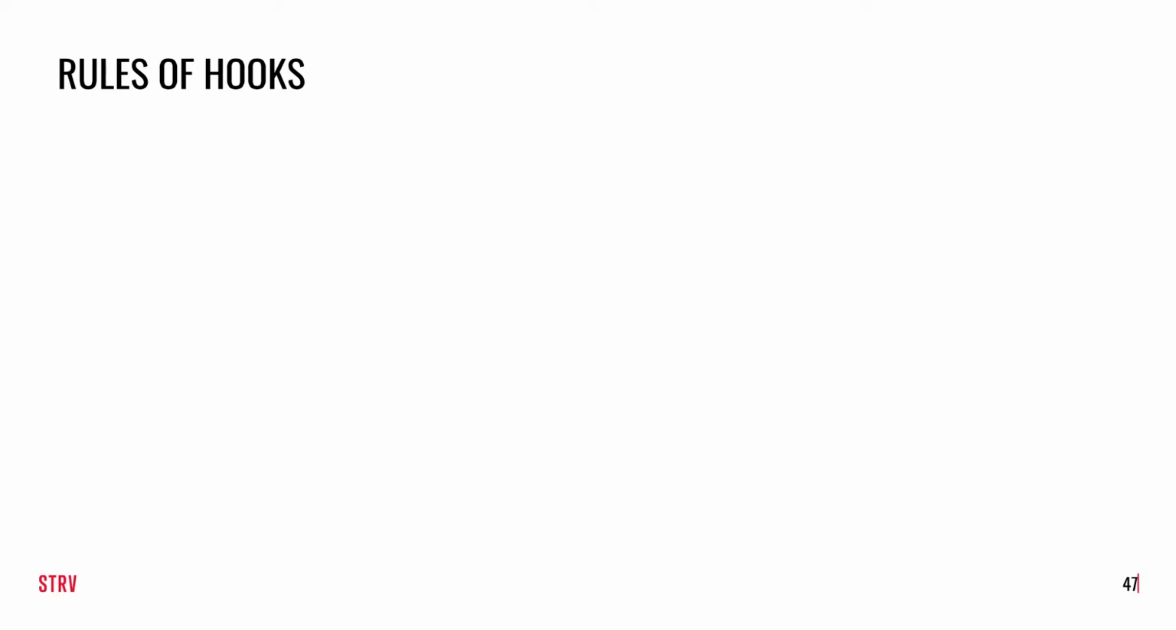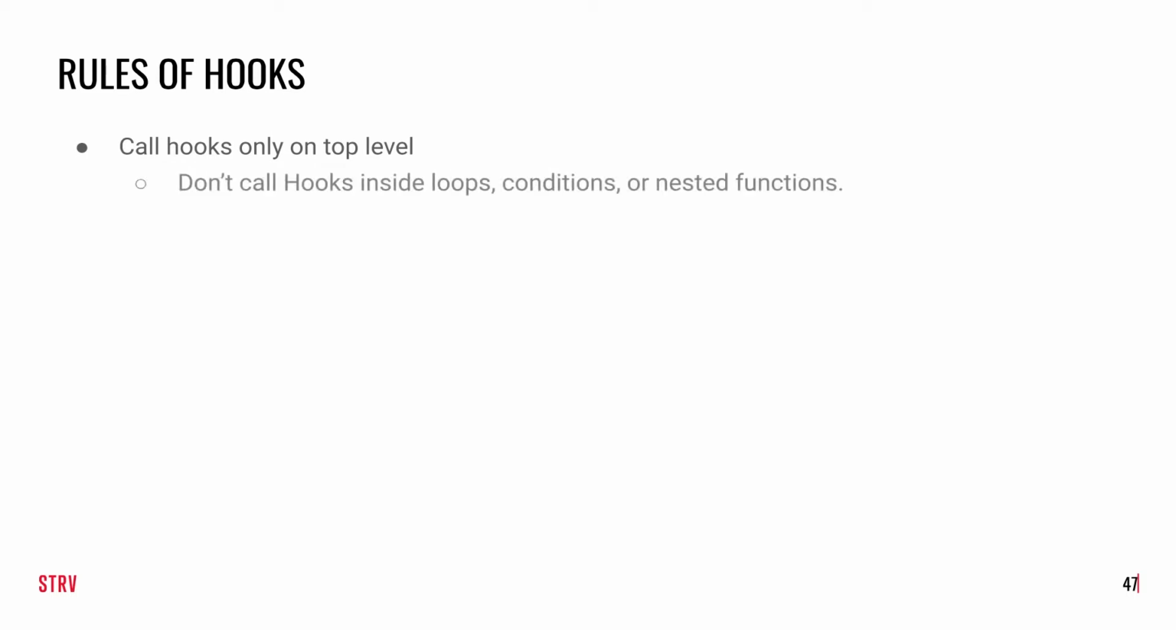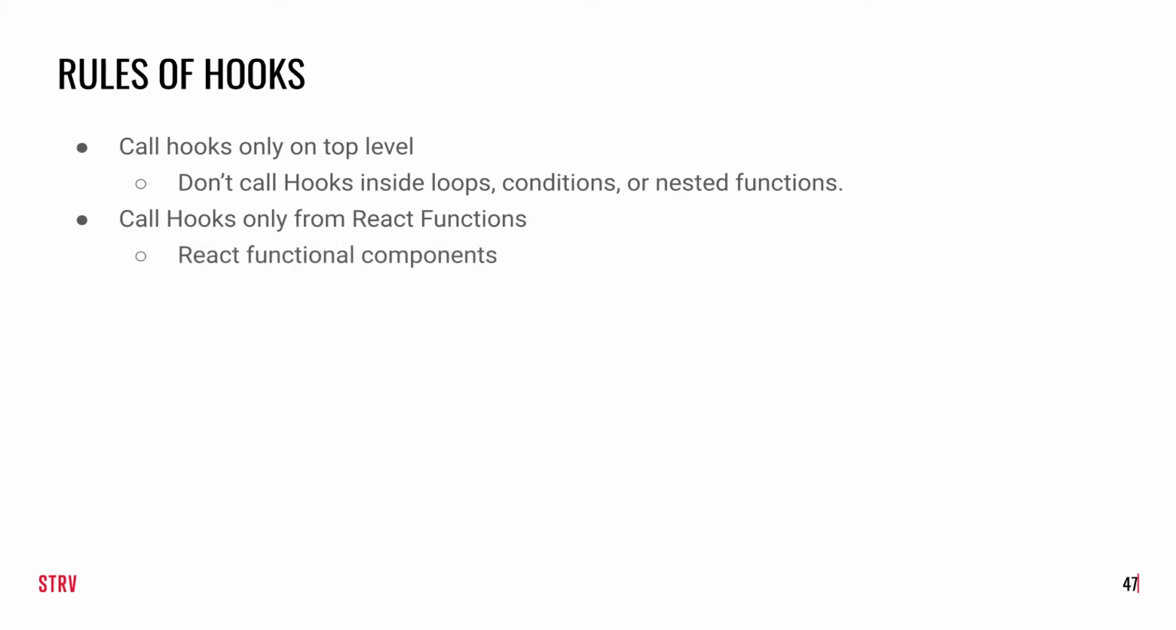With hooks there are several rules on how to use them. First one is that you can call hooks only on top level. That means that you can't call hooks inside any loops, conditions, or nested functions. Second rule is that you can call hooks only in React functions, by which is meant React functional components or custom hooks. And there is an ESLint plugin called eslint-plugin-react-hooks that will prevent you from doing these things.